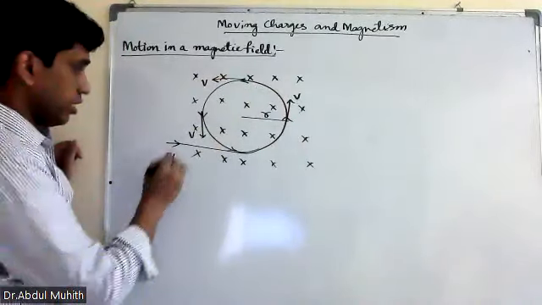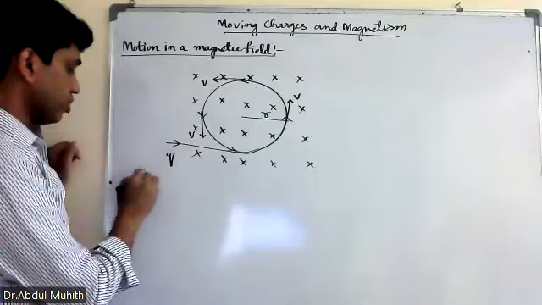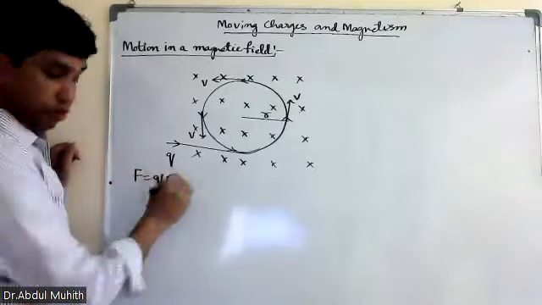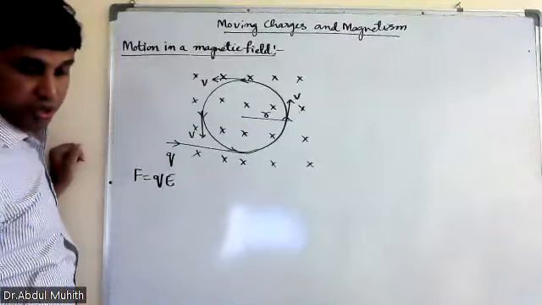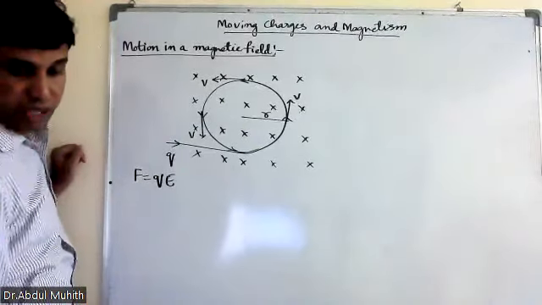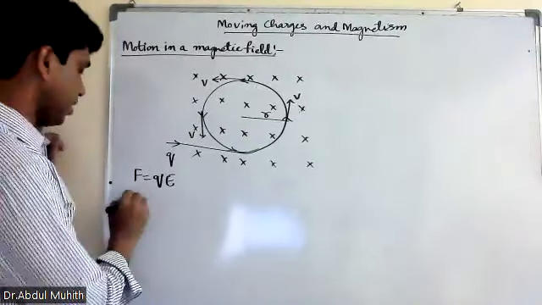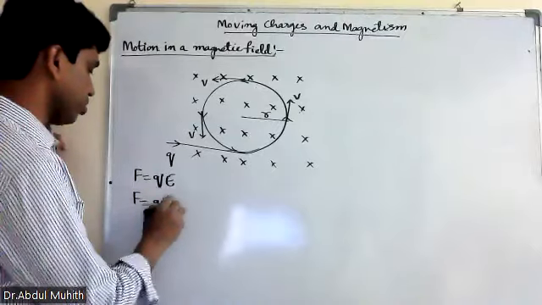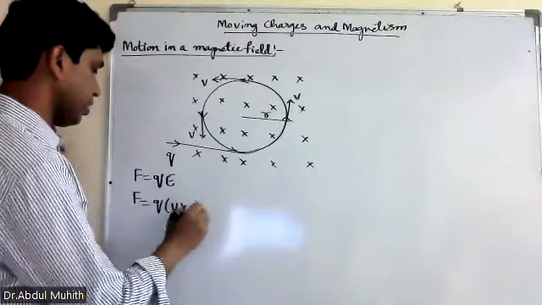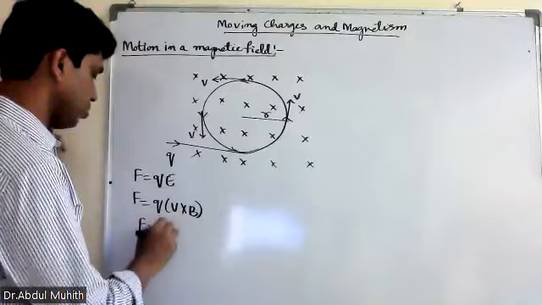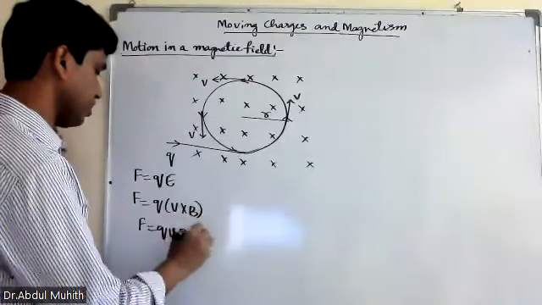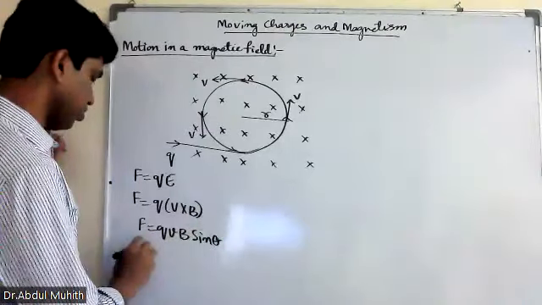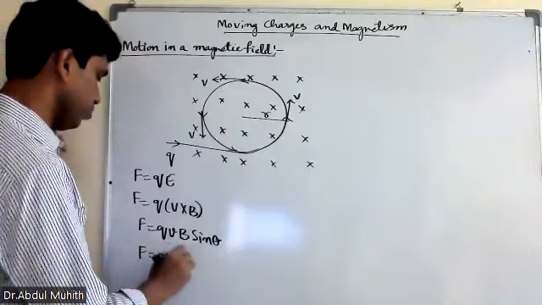So when the charge is moving in an electric field, the force experienced is F equal to QE. And when the charge is moving in a magnetic field, F is equal to what? Q into V cross B. So we can also write F is equal to QVB sin theta. When theta is 90, sin 90 is equal to 1. So F is equal to QVB.